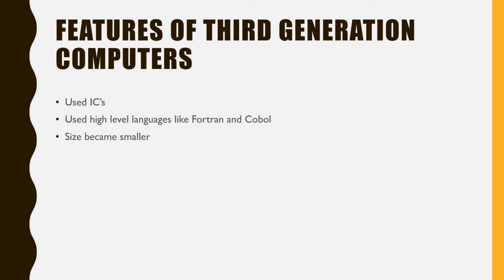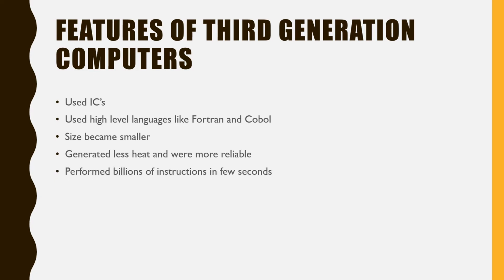And the next point is regarding the size. They became smaller compared to the second generation computers. Comparatively the size became small. And then the next point is regarding the heat produced. Compared to the second generation computers, the third generation computers generated less heat and were more reliable.